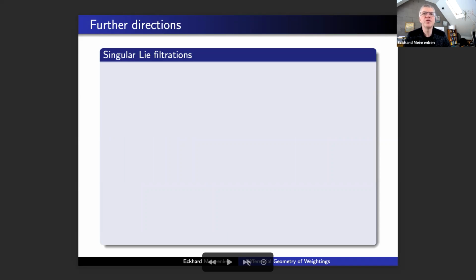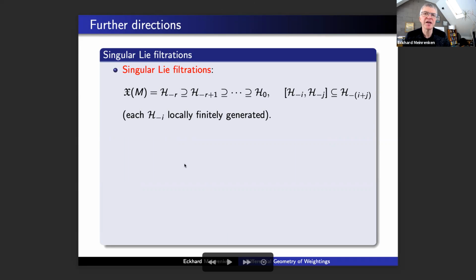Okay, a few more directions I want to mention. So where do we actually need that these H_i are subbundles? One actually doesn't need it very much. So you could directly start with the filtration on the Lie algebra of vector fields. So not take them to be sections of subbundles, but directly use a filtration on the Lie algebra of vector fields. So this goes under the name of singular Lie filtration.